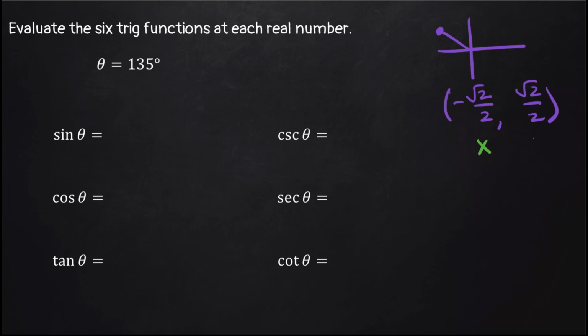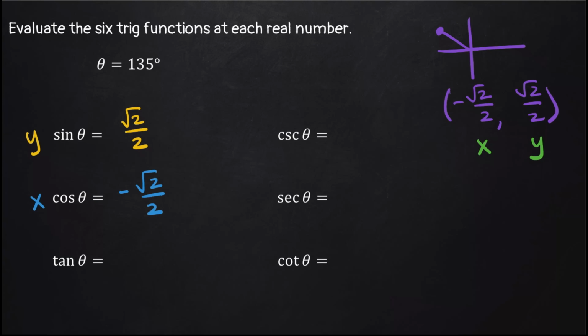Again, this is our point, so you have x and y, so we can use the information that we just found in our previous slide to help us evaluate each of the 6 trig functions. Now, with sine, what you're going to remember is that it is the y coordinate, so that's y over 1, or just the y coordinate. So if I were to evaluate the sine of 135 degrees, that is root 2 over 2. If I wanted to find cosine, I'm going to look at the x coordinate, that is negative root 2 over 2.